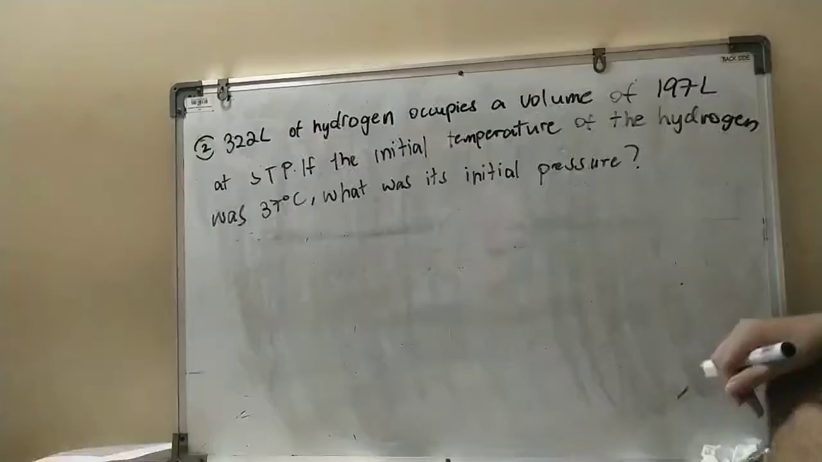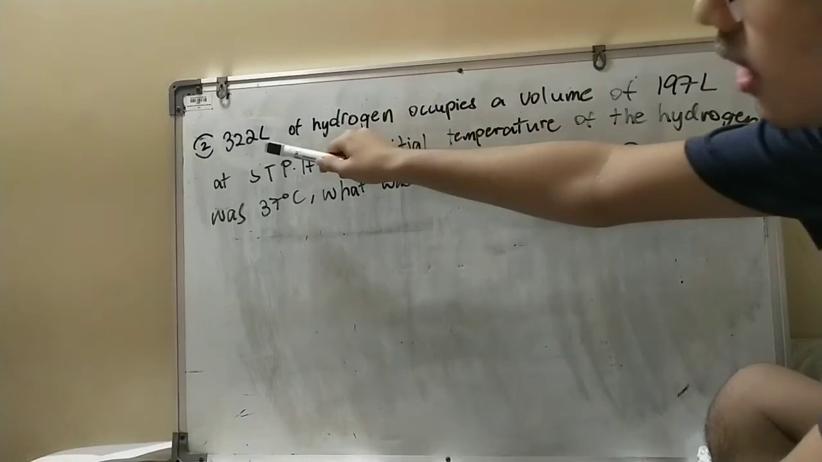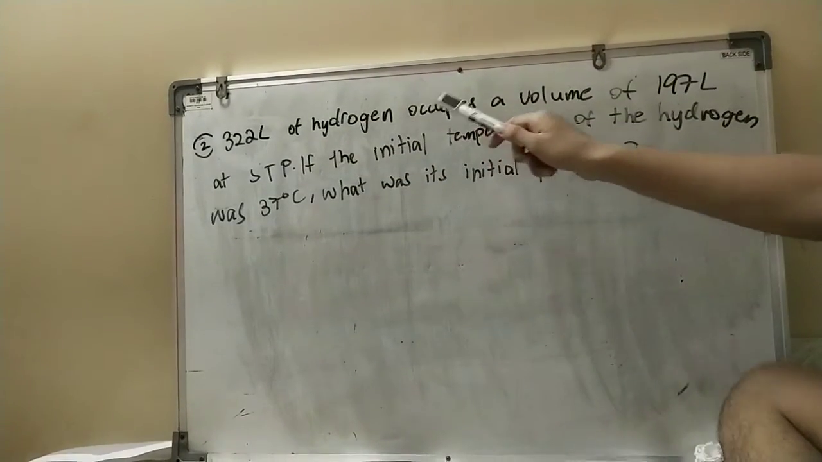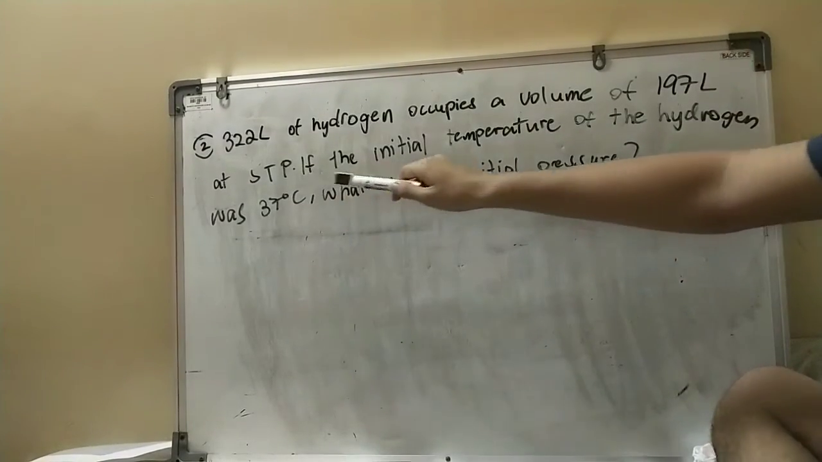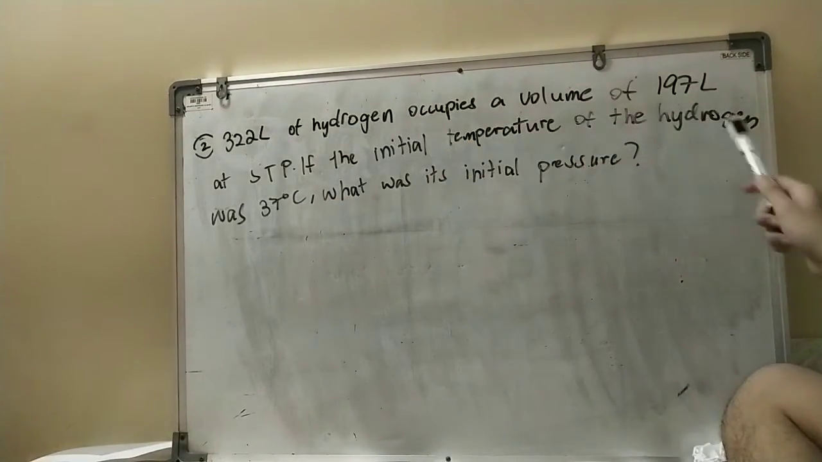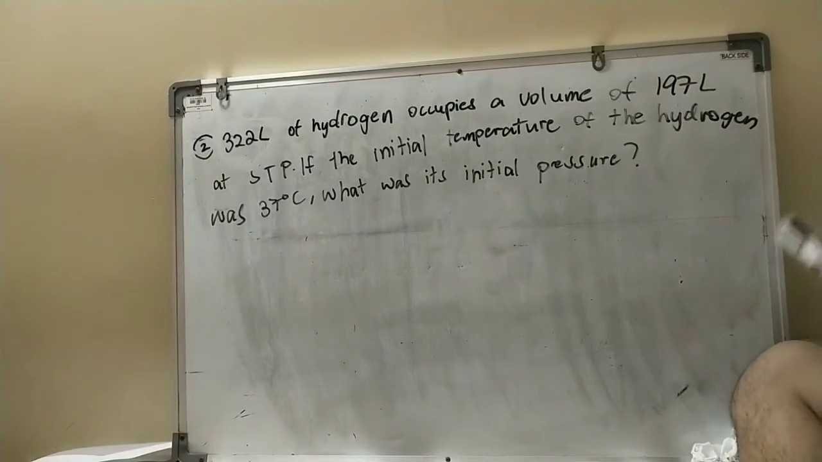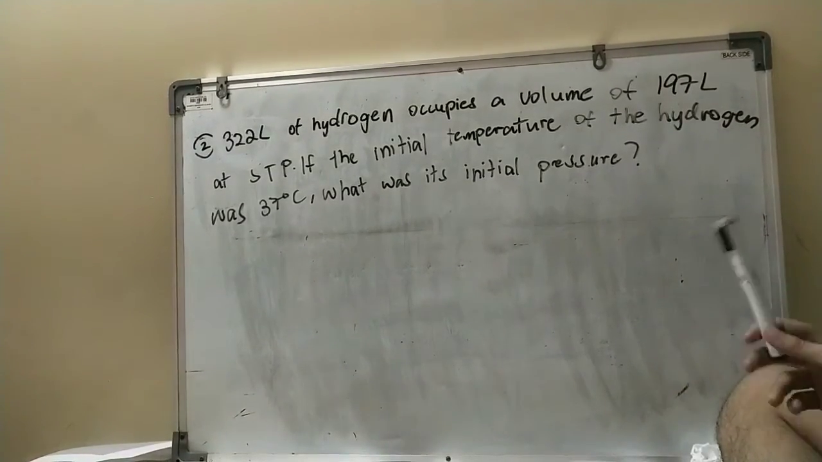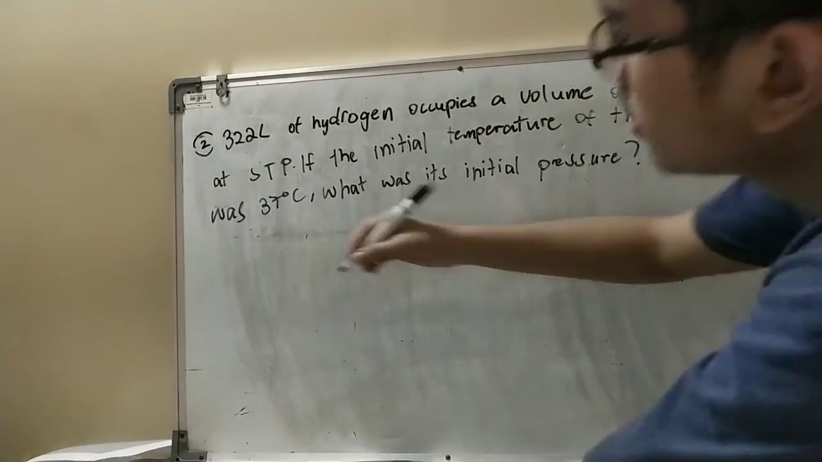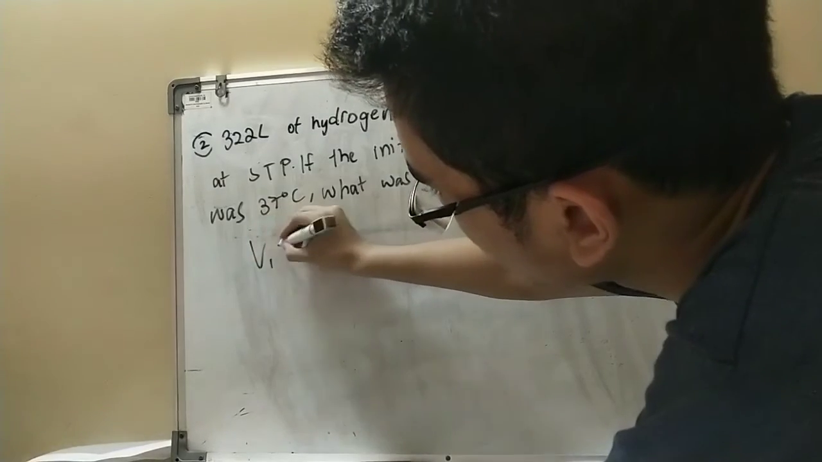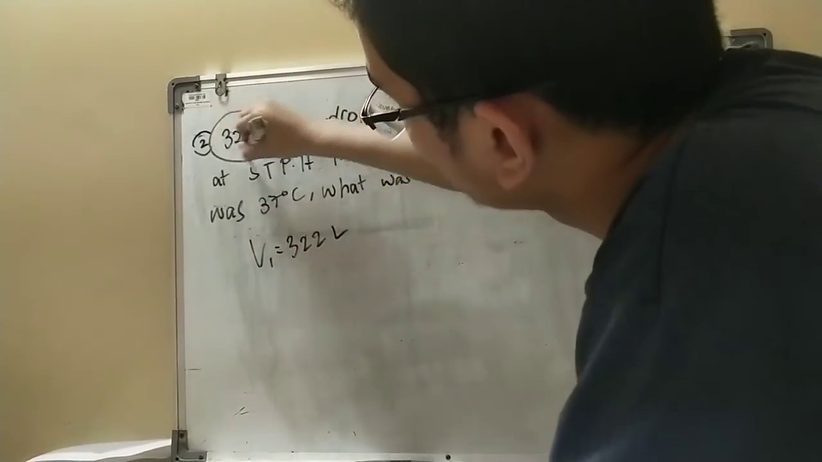So, welcome to the second question. 322 liters of hydrogen occupies a volume of 197 liters at standard temperature and pressure. If the initial temperature of the hydrogen was 37 degrees Celsius, what was its initial pressure? So again, as I stated earlier, we need to list down all of the values that we get from the problem. So our first value, volume 1, is 322 liters.